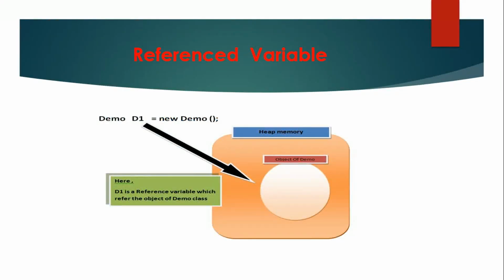With the help of the diagram, let's understand this. Demo d1 = new Demo. d1 is a reference variable which refers to the object of the Demo class, and the object of the Demo class is inside the heap memory. Here we can see that it is inside the heap memory, and this object can be referenced by a variable known as d1. So d1 is a reference variable.